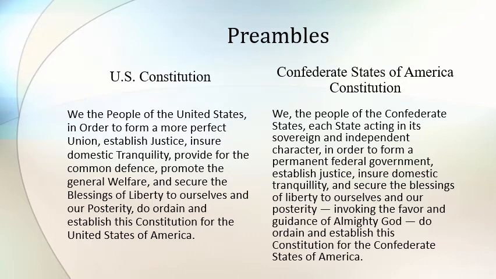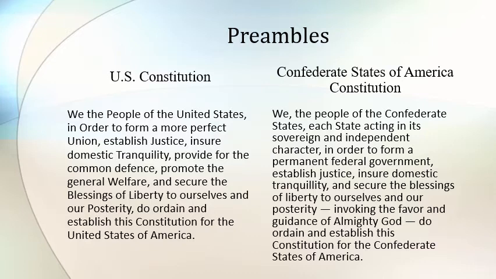Before we talk about the war, I want to take a brief pit stop, if you will, and look at the new Constitution of the Confederate States of America and compare it to our U.S. Constitution. Primarily here, as you can see on the screen, the preambles. So here's the biggest thing.